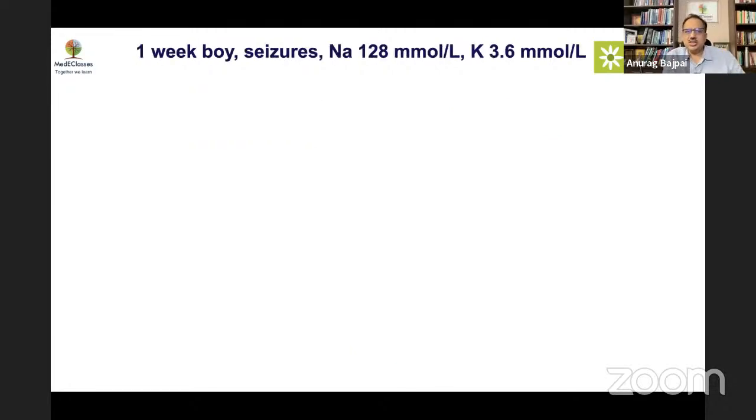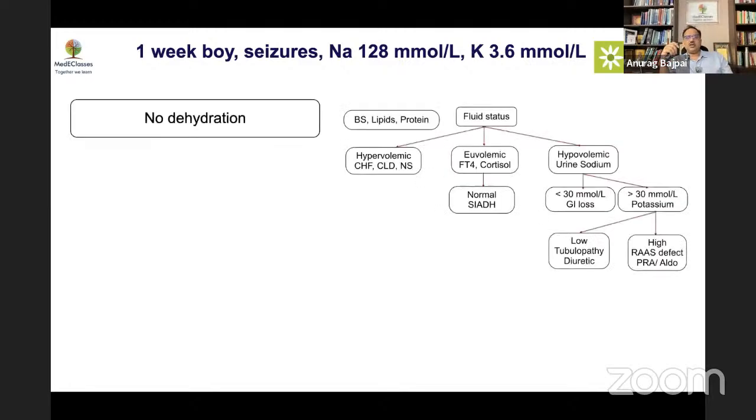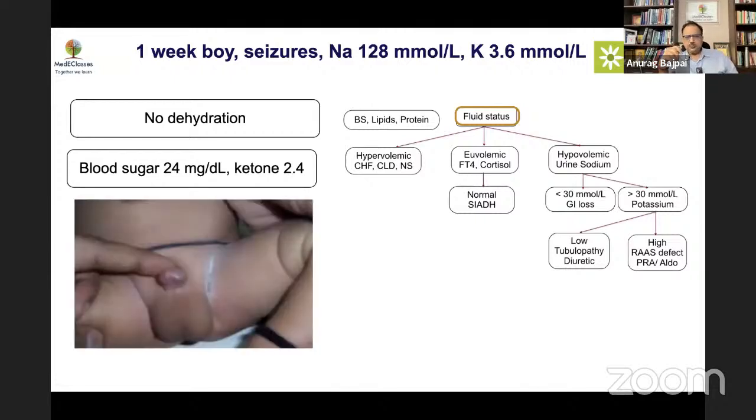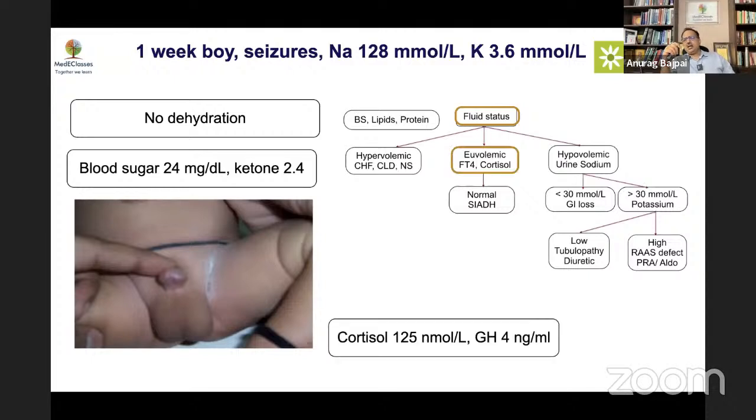A 1-week-old boy with seizures, hyponatremia, and hypokalemia or normokalemia. This is important because now people will say this cannot be adrenal insufficiency, but I'll correct that this can be a central deficiency, ACTH deficiency. There's no dehydration. Fluid status is normal. Blood sugar is also low. So there is hypoglycemia and hyponatremia. I think the clue is already there. On examination, there is micropenis. So this is classically a case of multiple pituitary hormone deficiency.